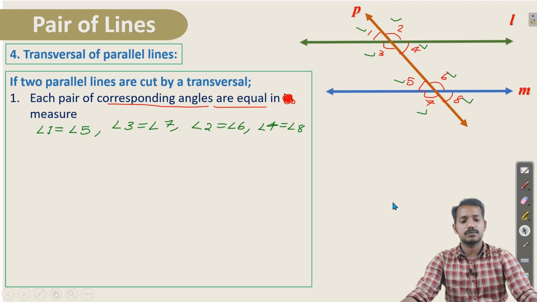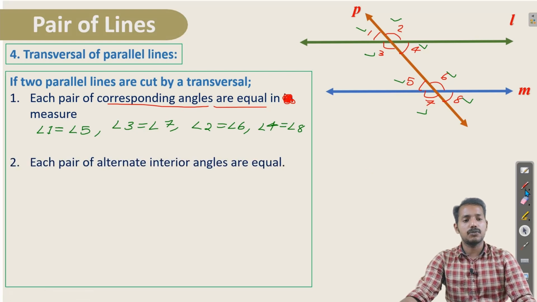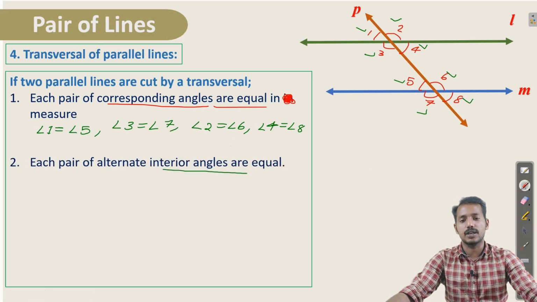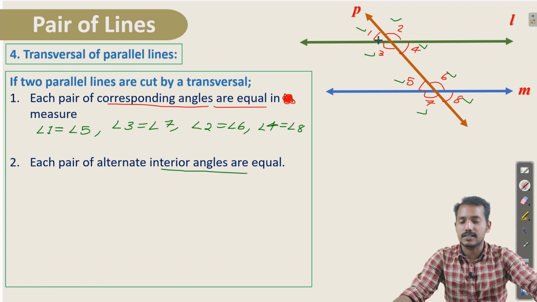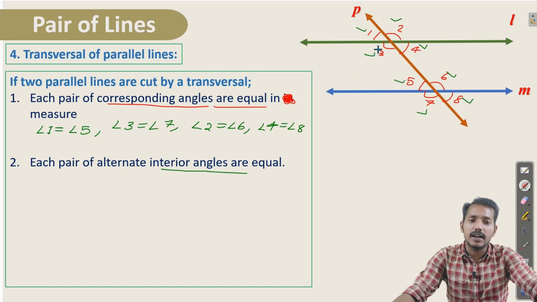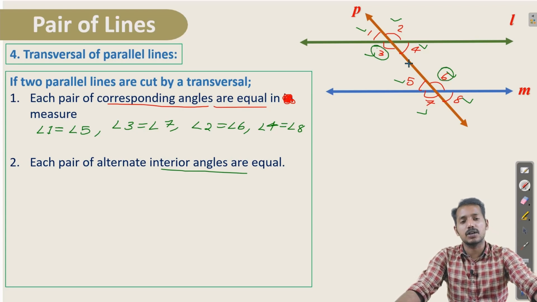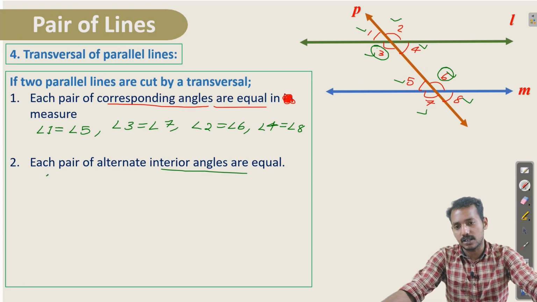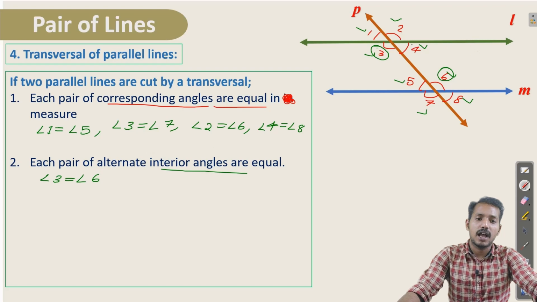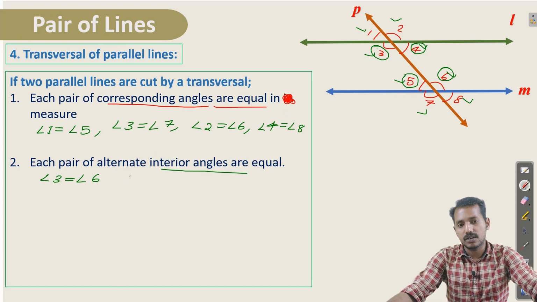Next one is that each pair of alternate interior angles are also equal. What are the alternate interior angles here? Angle 3 and angle 6. That is the first pair of alternate interior angles. So they are equal. Angle 3 is equal to angle 6. Similarly, angle 4 is equal to angle 5 because they are the second pair of alternate interior angles.